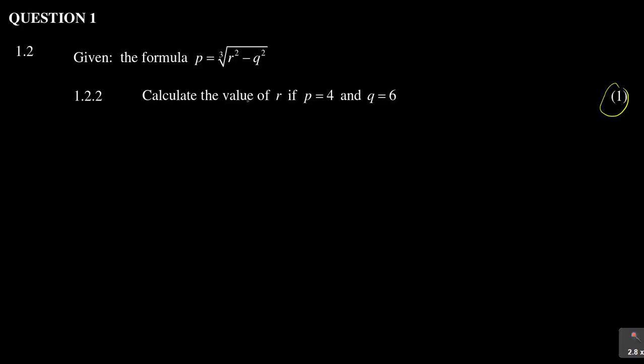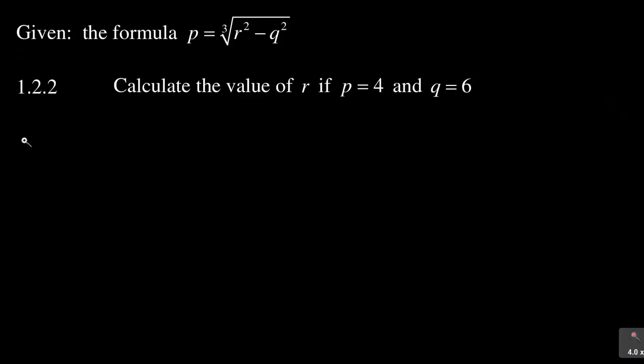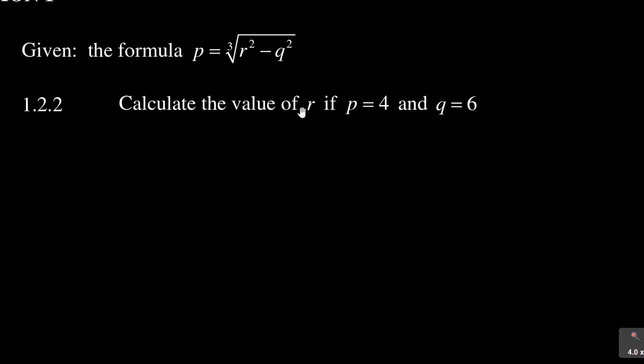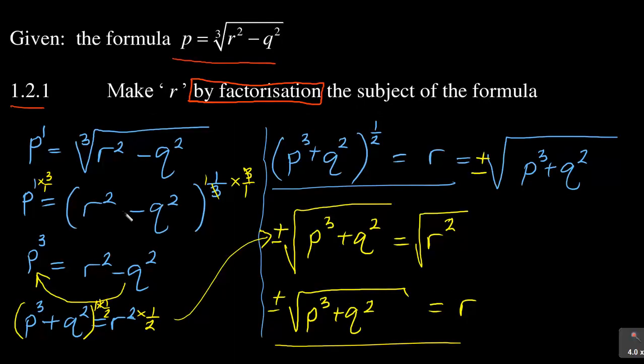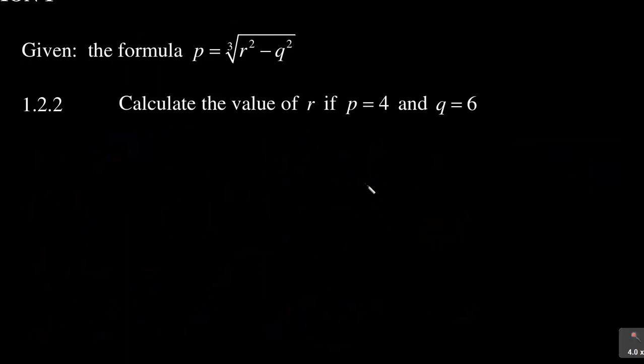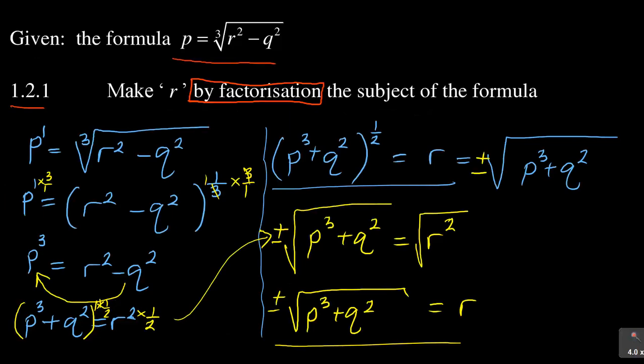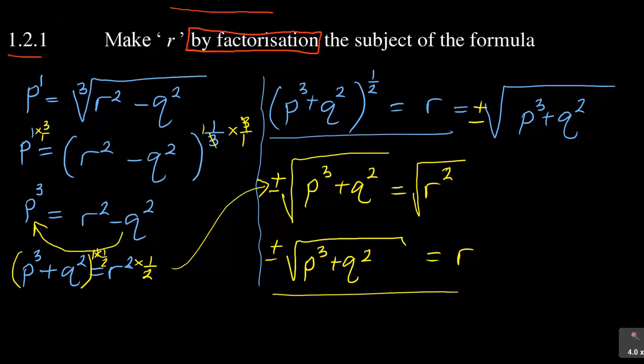It says now calculate the value of R if P is equal to 4 and Q is equal to 6. So if you can see much clearer, they are saying we need to find the value of R. But remember, we have R in this case and our R was that. Now they are saying we need to find the value of R if P is 4 and Q is equal to 6. So wherever there is a P, we can just put the values here. Where there is a P, it is equal to 4, and where there is a Q, it is equal to 6.